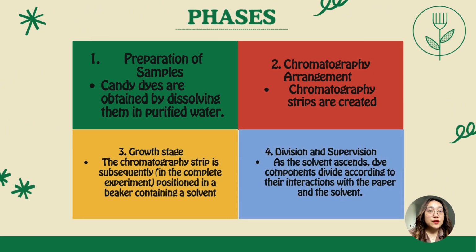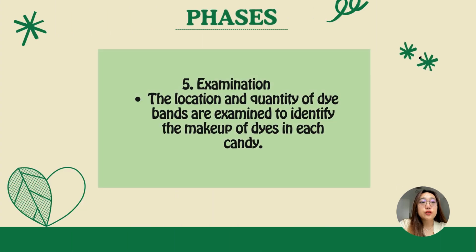There are five phases. First is the preparation of samples. Candy dyes are obtained by dissolving them in purified water. Second is chromatography arrangement, in which the strips are created. Third is the growth stage. The chromatography strip is positioned in a beaker containing the solvent. Fourth is the division and supervision. As the solvent ascends, the dye components divide according to their interaction with the paper and the solvent. Fifth is examination. The location and quantity of dye bands are examined to identify the makeup of dyes in each candy.